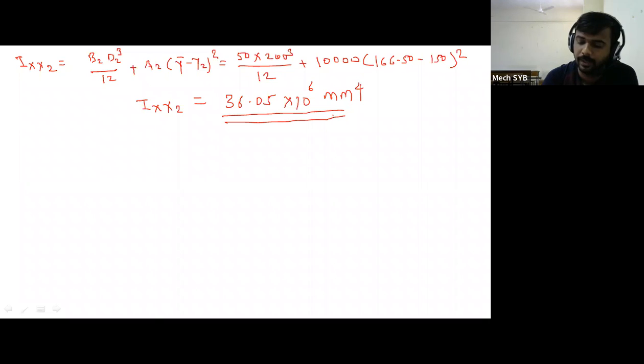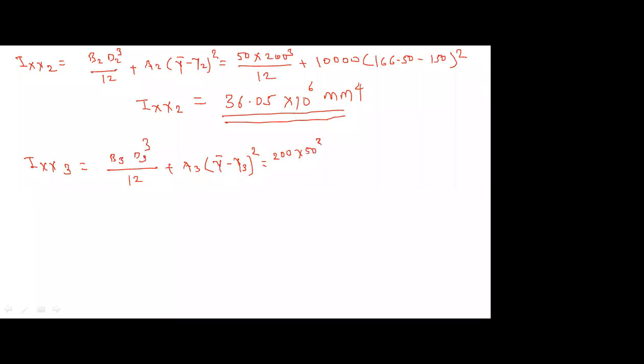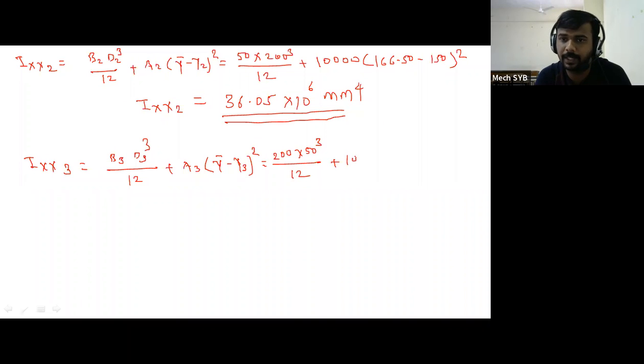Okay, then use the formula for the Ixx3. So Ixx3 is equal to B3 D3 cube divided by 12 plus A3 times (y bar minus y3) squared. So the value is 200 into 50 cube divided by 12 plus the value of A3, once again 10,000.